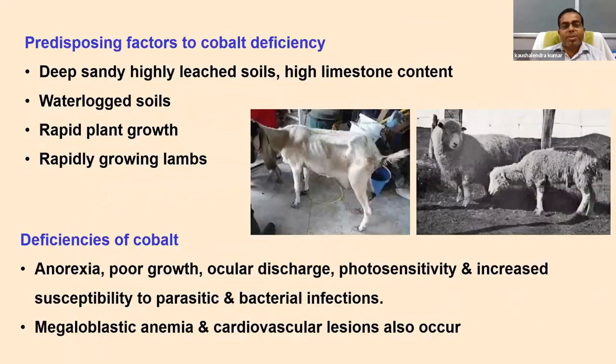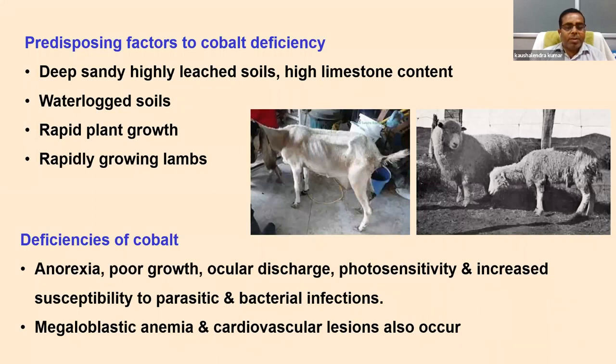The predisposing factors are sandy soil and leached soil. Sandy, highly leached soil, high limestone content, where the fodder and feed are grown under that condition, there may be the chance of deficiency of the mineral. Waterlogged soil and rapid plant growth are other predisposing factors.